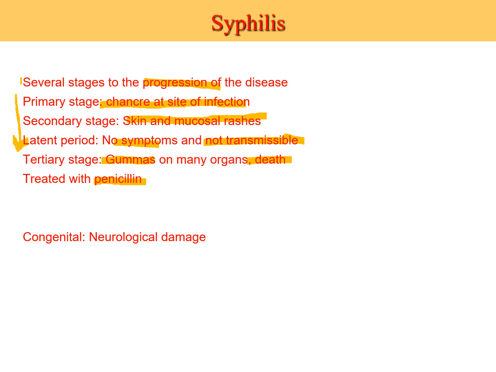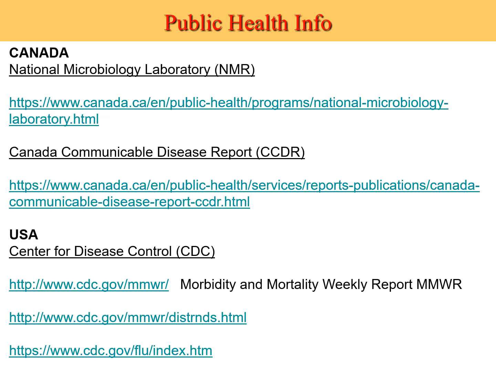If it occurs in a fetus, if it's transferred to a fetus congenitally, which can occur, it can cause severe neurological injury. So that's gonorrhea, chlamydia, and syphilis. Those are the three sexually transmitted bacterial infections that can affect the urogenital system.